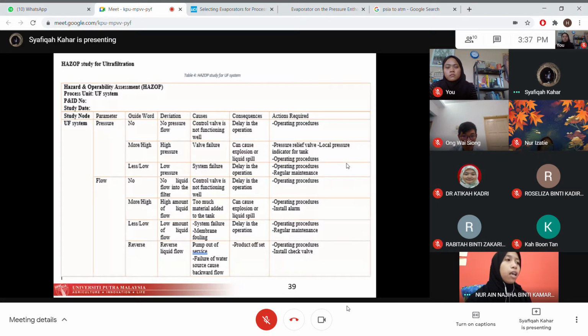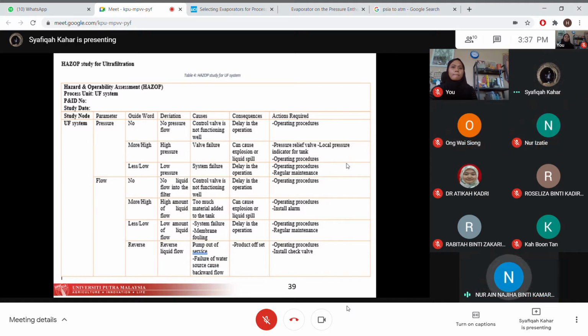Okay, next is the HAZOP study for ultrafiltration. This is the assessment of hazards that might happen in the equipment for the ultrafiltration system. So there are two parameters, which are pressure and flow. So what happens if there is no pressure in the UF system?